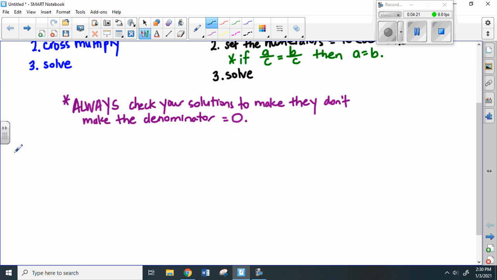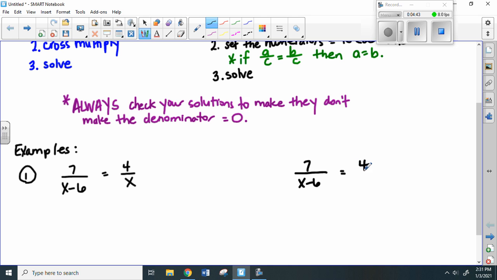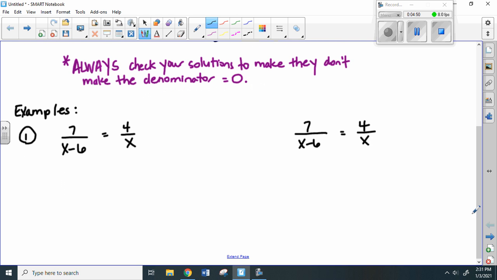I'm going to start off with some basic examples, and I'm going to solve them both ways. So for our first example, I'm just going to take a simple rational equation. I'm going to write it twice because we're going to solve it twice. And after I do it both ways a couple times, I'm going to stop and only do the new way. I just want to show you how they compare.